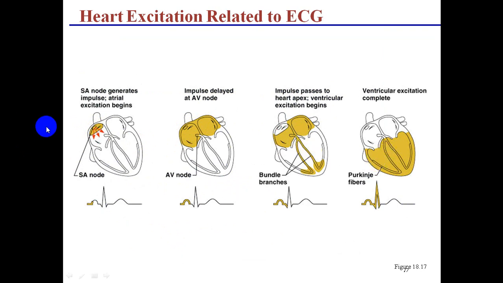We will see that the depolarization of the atria gives the wave in the ECG called the P wave. We'll discuss that in detail in the coming lecture. While the ventricular depolarization gives the QRS complex. So the depolarization of the atria gives the P wave, not contraction, but depolarization, which precedes the contraction of the atria. Then depolarization of the ventricle gives the QRS complex, which precedes the contraction.